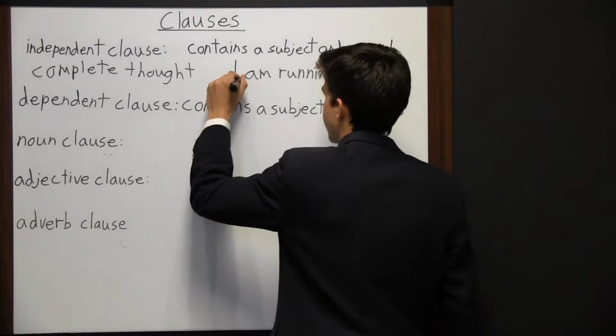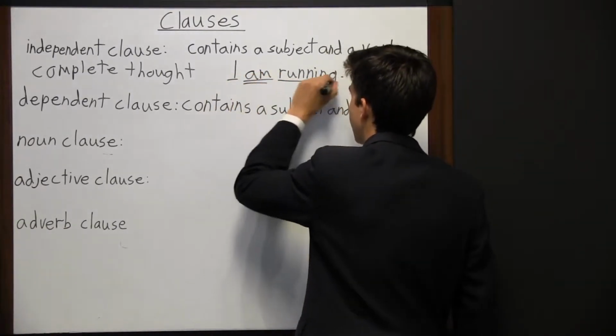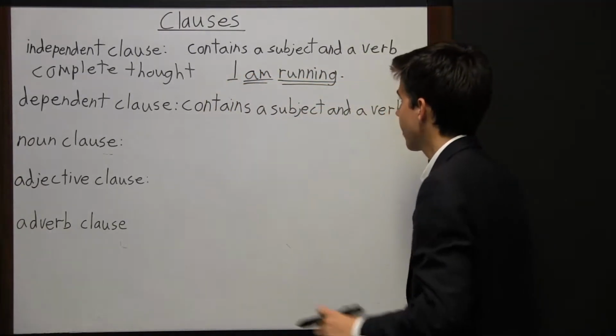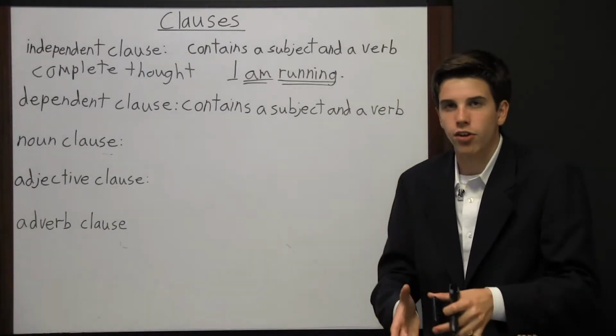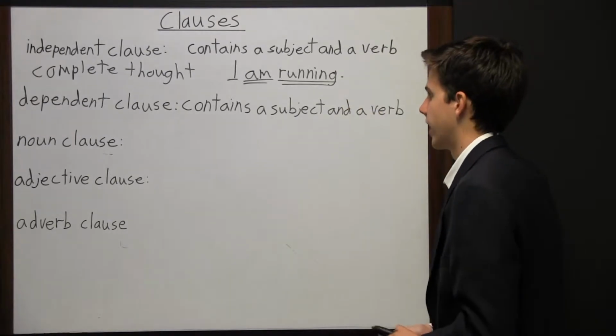See here we have a subject, I, and then we have this verb phrase, am running. And so it's a complete thought. It can stand alone and be a sentence. Now sometimes independent clauses have other clauses grouped with them, but they can also stand alone.